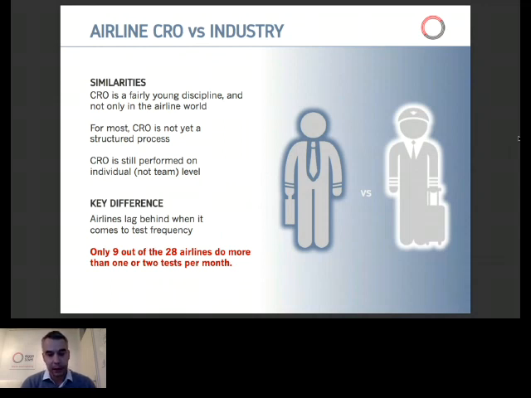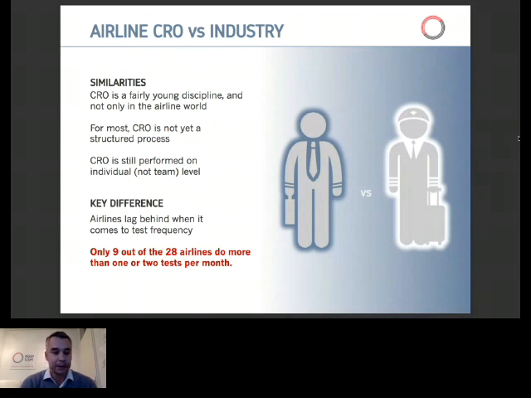However, there is one crucial difference, and this difference is that airlines lag behind when it comes to test frequency or quantity. In the CRO research from Conversion XL, in the general industry, they found that more than half of the companies, and they surveyed more than 200 companies, do more than 3 experiments per month. What we found was that only 9 out of 28, so less than a third of the airlines, do more than that.